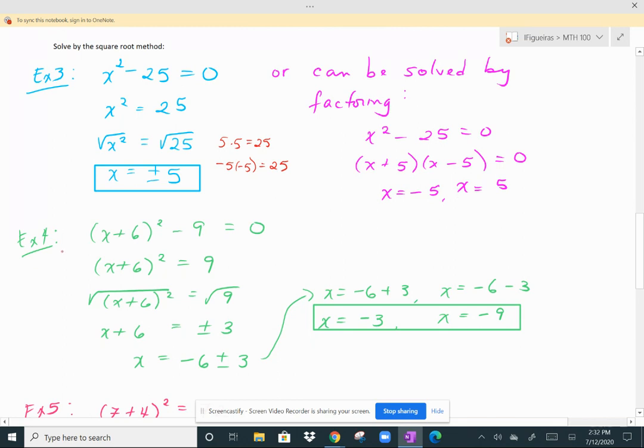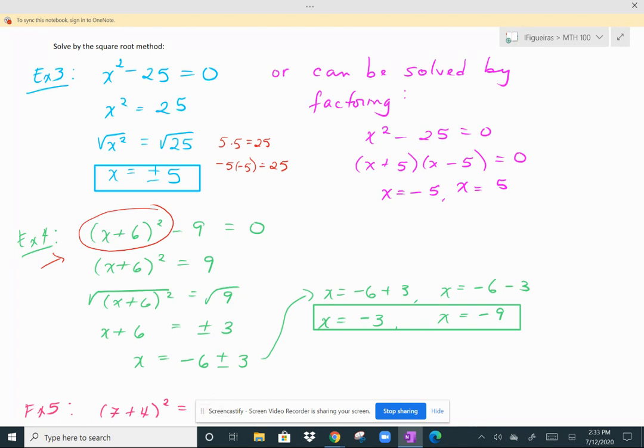Example 4, this is x plus 6, that binomial is squared, minus 9 equals 0. So this is certainly not in standard form, but this makes it a really great candidate for the square root method because my x expression, which is x plus 6, is contained in this parentheses raised to the second power. So that's a perfect expression to take the square root of.